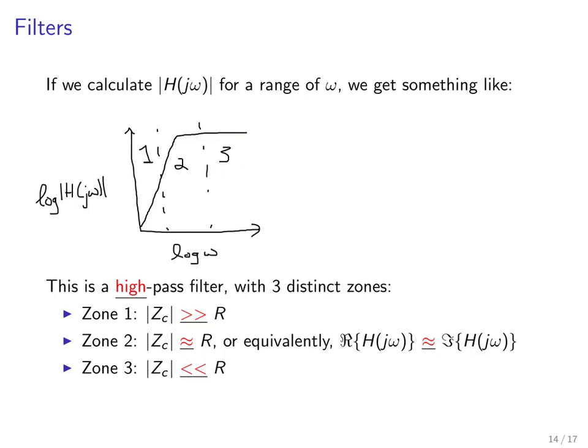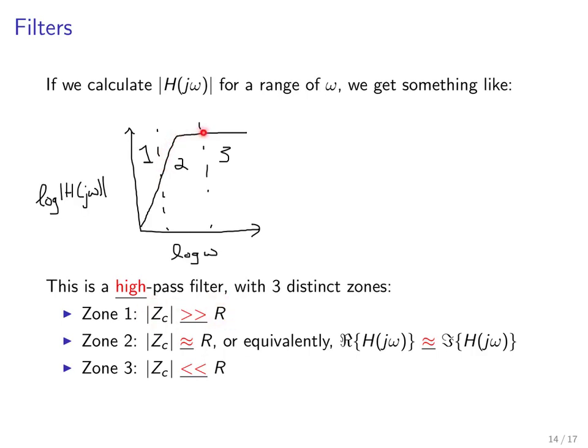So this filter is called a high pass filter, because it suppresses low frequencies and passes high frequencies. And so it has these three distinct zones. Zone 1 is where you are doing the suppression, and in this zone the impedance of the capacitor is much bigger than the resistor. So the impedance of the capacitor is very big, it's stopping current flow, and it's much bigger than the resistor.